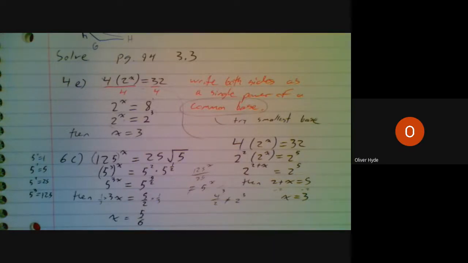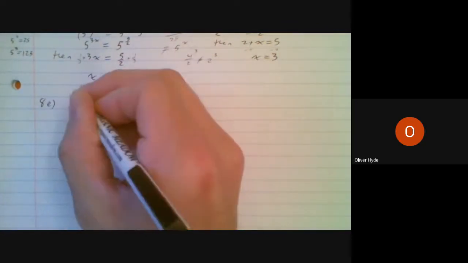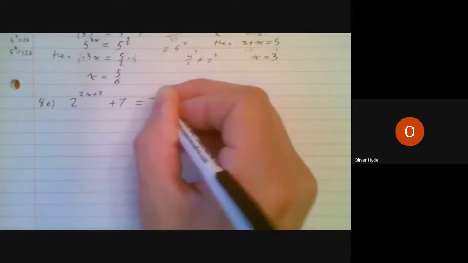Okay. Let's try 8E. Looks a little bit like a lesson example, but to me, this is maybe the most important type of question when you have mixed strategies. Okay. So in 8E, 2 to the exponent 2x plus 2 plus 7 equals 71.